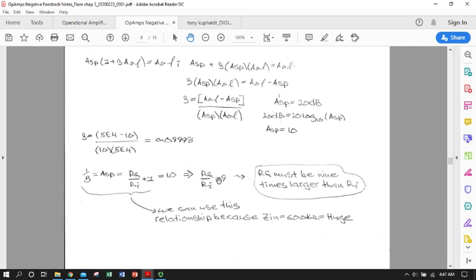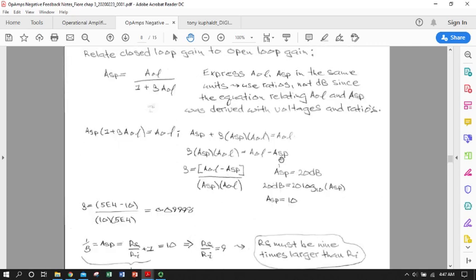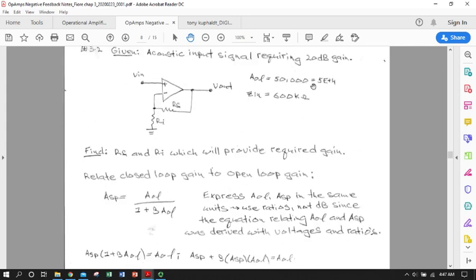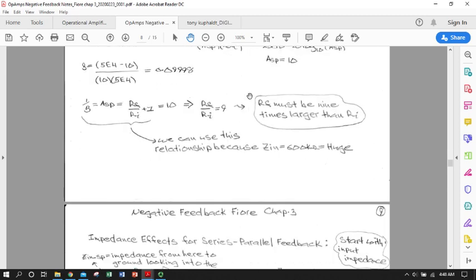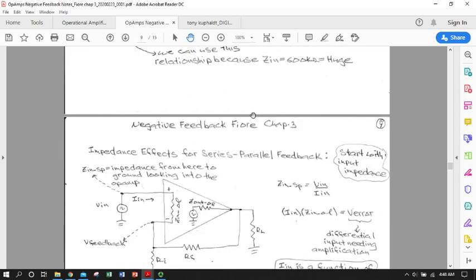So Rf over Ri needs to be pretty much spot on 9 in order to achieve this particular beta, which will give us an ASP, or a closed loop gain, of 20 decibels given our 50,000 open loop gain voltage ratio. So there's a bazillion combinations, obviously, that would give us that. But if we're working in the 10,000 to 100,000 range, you can pick some appropriate standard ones or use a series combination depending on what you have. That's what that ratio has to be. Okay.